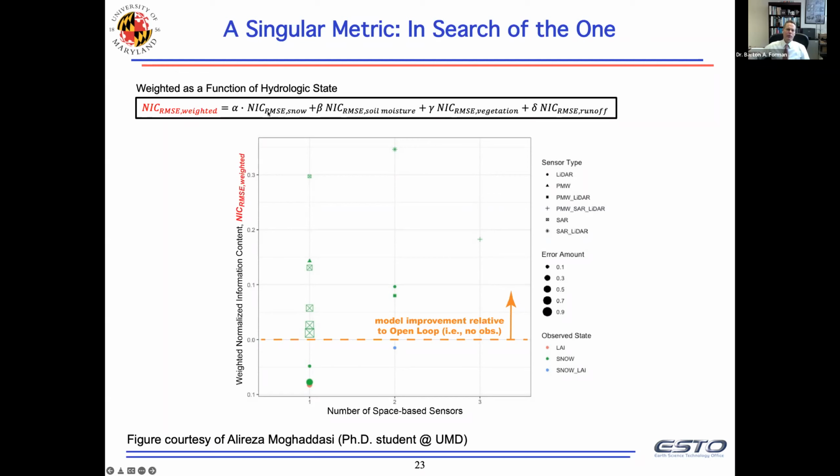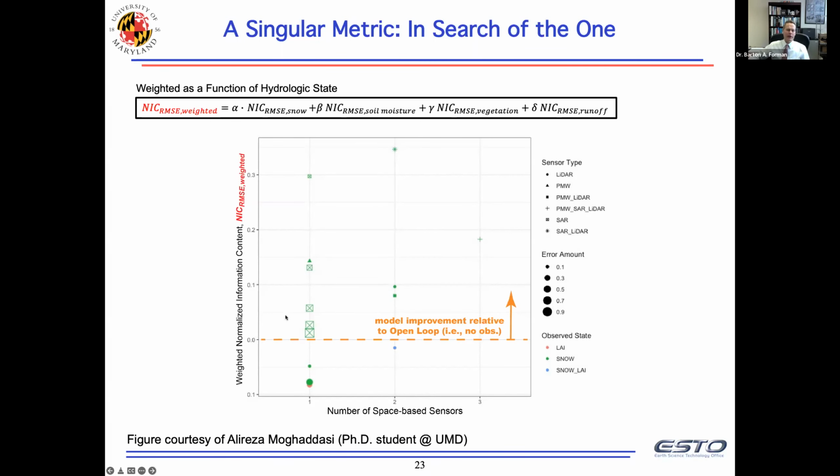But imagine I could boil this down to one, and I'm using a normalized information content metric, and we're weighting it linearly where we're considering snow and impacts on soil moisture and impacts on vegetation and impacts on runoff. And we can see that for some scenarios, if it's above zero, we're getting some improvement relative to no observations at all. If it's below zero, we're actually degrading the model. And in this particular example, it's because we have so many errors in our retrieval. We're running such a large error scenario that we're incorporating some of that noise from the observations into the model. So it actually makes things worse.